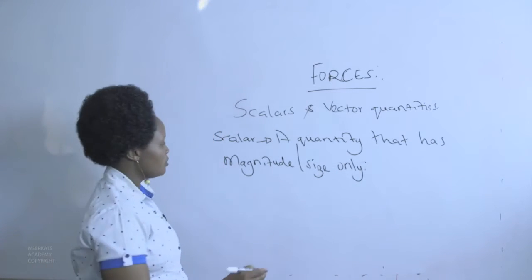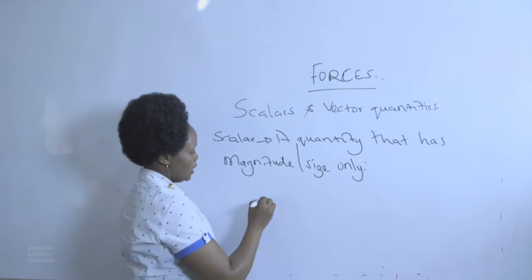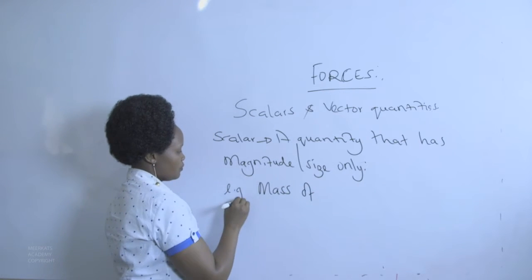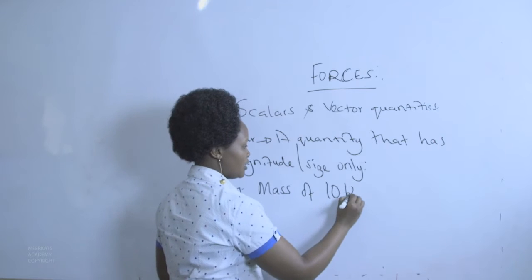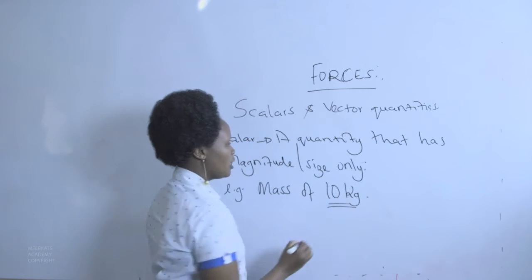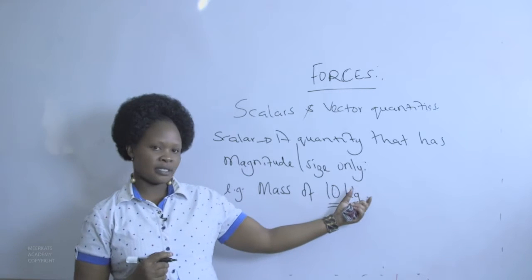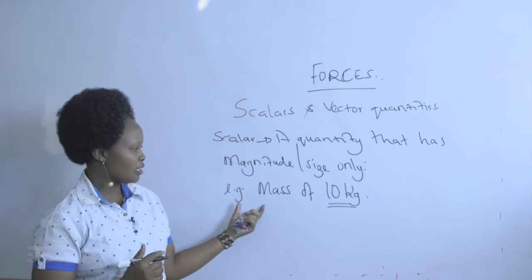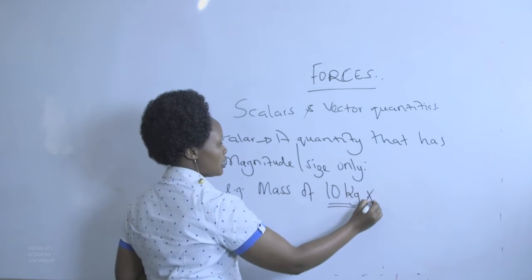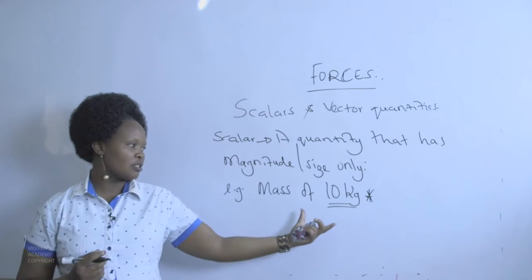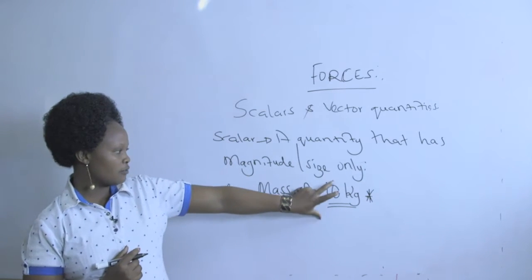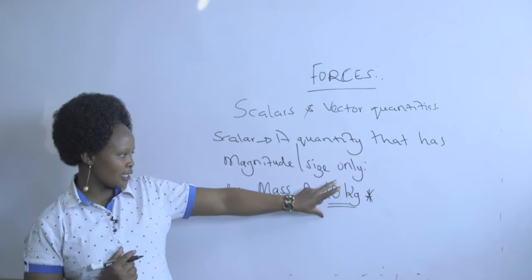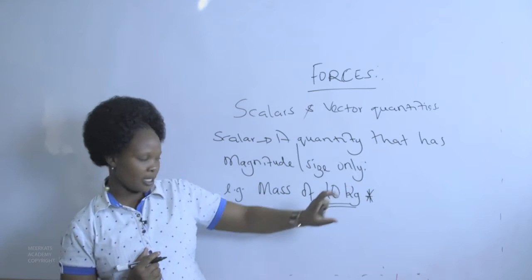Now, for example, if you had a mass of 10 kgs. Now, the figure 10 kgs gives you the units and the size of your mass and nothing else. There is actually not much you can say about this figure apart from identifying the fact that the mass has a size of 10 kgs, 10, and the units are kgs.